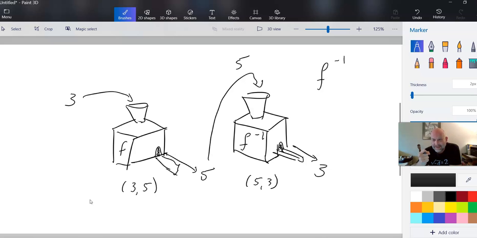I know it looks like an exponent. In some very specific cases, the inverse happens to be the same as the reciprocal of the function. But that negative exponent does not mean to divide like it normally does. It's not an exponent at all.